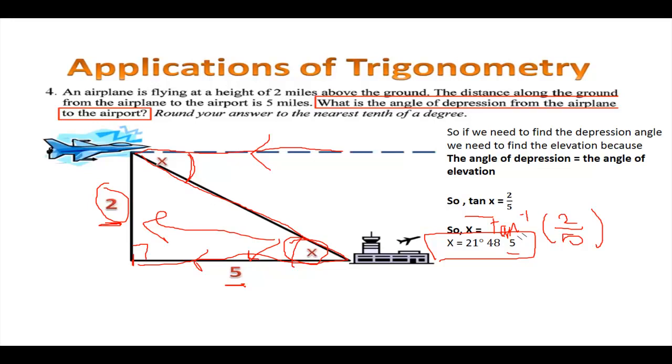So x will equal 21 degrees 48 minutes and 5 seconds. So now the elevation angle equals 21 degrees 48 minutes and 5 seconds. So the depression angle will equal the same measure. The depression angle also equals 21 degrees 48 minutes and 5 seconds, because the measure of the depression angle equals the measure of the elevation angle.